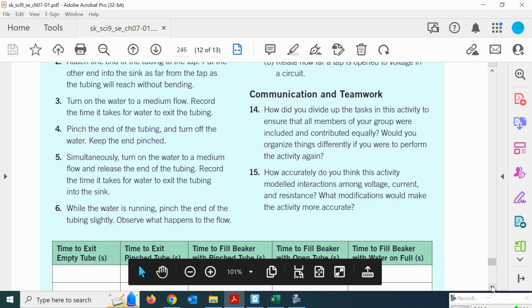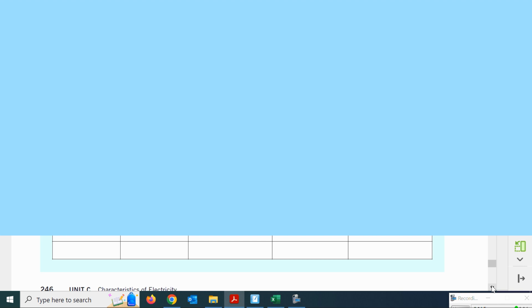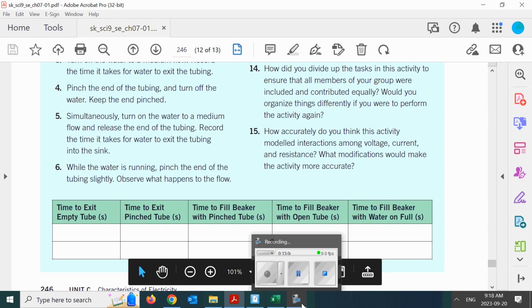Pinch the end of the tubing. Turn off the water. Keep it pinched. Simultaneously, turn on the water to a medium flow and release the end of the tubing. Record the time it takes for the water to exit the tubing into the sink. Those are the first two things. This is kind of like turning on the light switch. How quickly does the light turn on? Instantaneous. We're going to just see about this, and that's the purpose of doing this part.